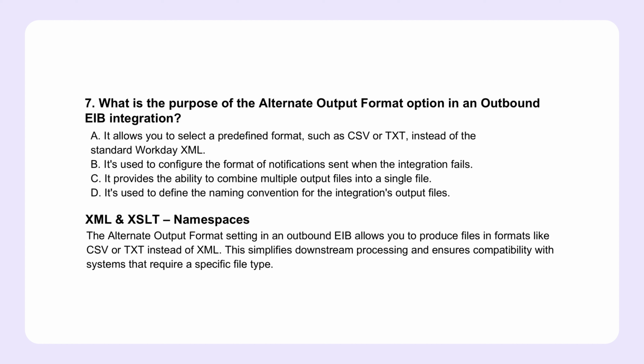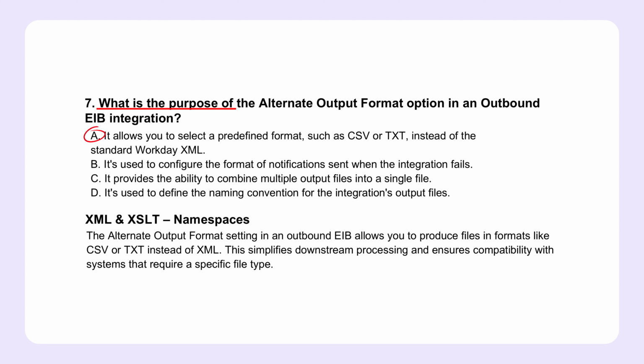Speaking of output, what's the purpose of the alternate output format option in an outbound EIB integration? The alternate output format. Well, that option allows you to select a predefined output format, something like CSV or TXT, instead of the default Workday XML. Okay, so not XML. Right.